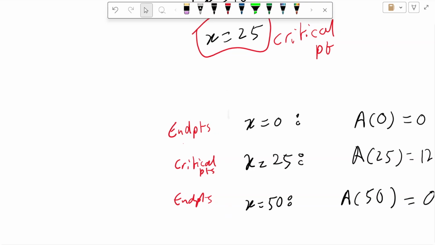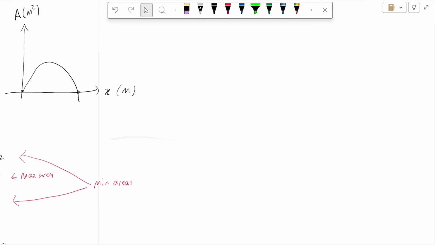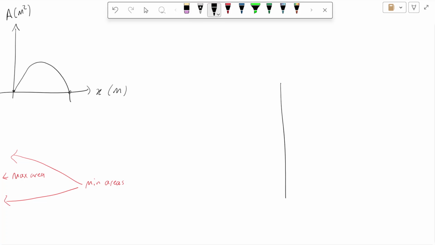And just to be really clear, the reason that you might want to check your endpoints is if you're trying to maximize something, but your function looked like this. Basically, if you'd only checked your points there and there, your critical points, you'd be missing the actual maximum, which is sitting over there on your function. So you just got to be careful about that.